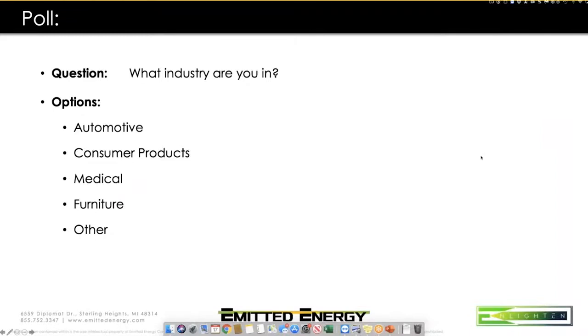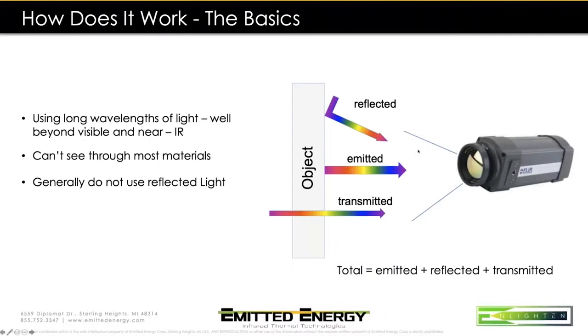Knowing that, what we're going to start with here is what is thermal imaging and how does it work? Some of you may already be familiar with this technology, but we use long wavelengths of light beyond the visible spectrum. Generally, we don't need reflected light. This is energy that is emitted from an object, and we have three main types: reflected energy, emitted energy, and transmitted energy. Those are all the types of energy that the thermal camera receives, and we're able to make decisions with that information.